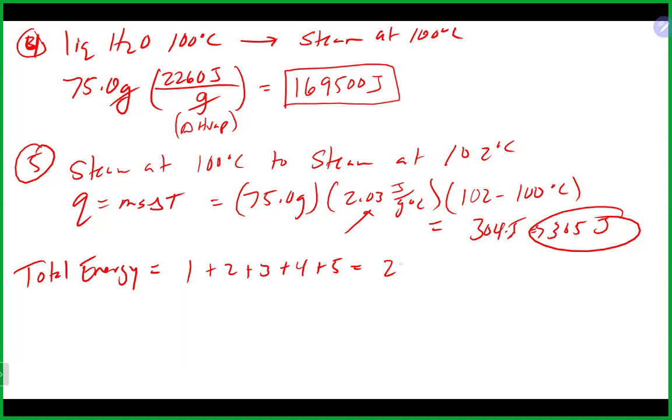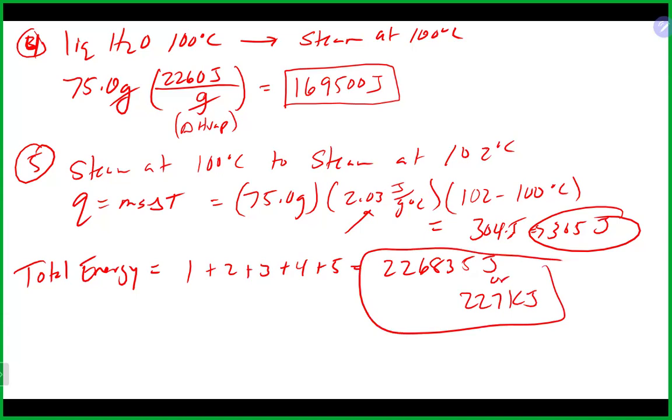That's roughly something like 226,835 joules of energy, or roughly about 227 kilojoules of energy is required to take that ice cube at wherever we started there, minus 3.5 degrees, and take it all the way up until steam at 102. Any questions on that there?